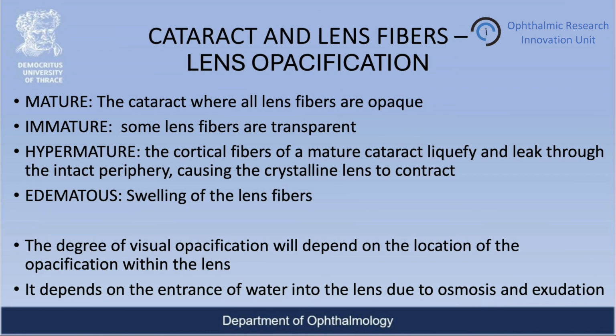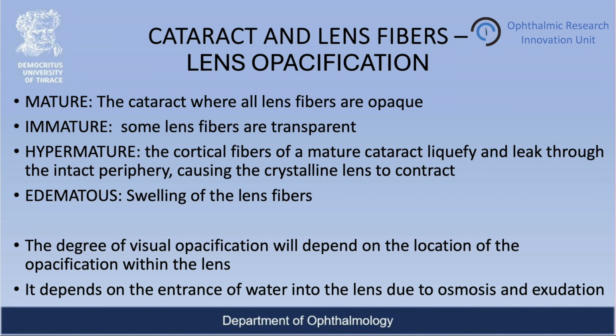Now, let's classify cataracts according to the morphology of lens fibers. First, the cataract where all lens fibers are opaque is called mature. The degree of visual opacification depends on the location of the opacification within the lens, which is combined with the entrance of water into the lens due to osmosis and exudation. When some lens fibers are transparent, the cataract is called immature.